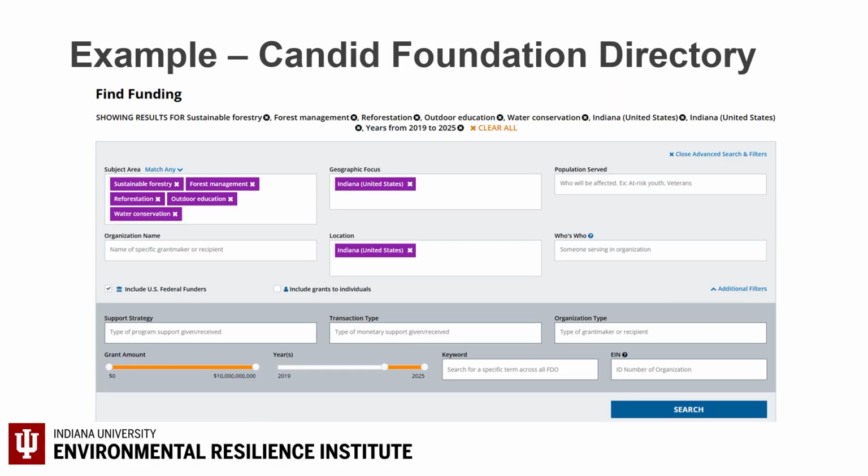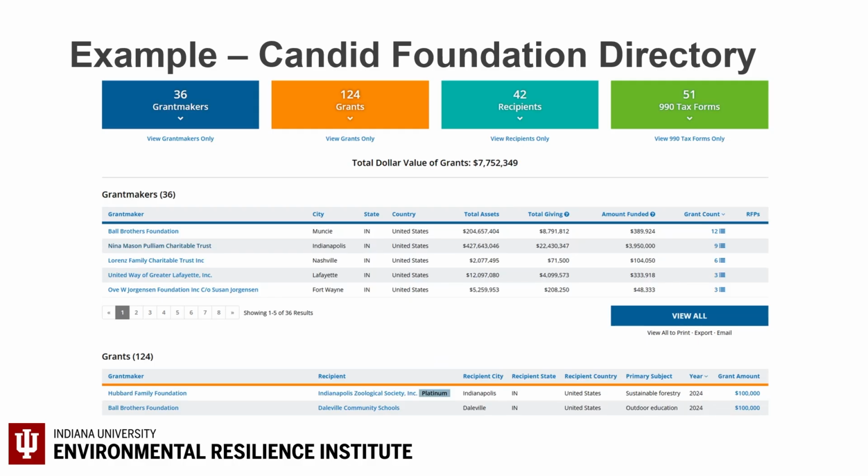And then this is what Candid, Foundation Directory, and some other similar grant databases can look like. You can put in your subject areas, geographic focus. You can be as detailed or as broad as you like. I actually recommend starting off broad and seeing how many things are out there. So for this one, we just typed in some forestry terms, water conservation, outdoor education, and then it resulted in 36 grant makers, 124 grants, 42 example recipients from the past that you can refer to and see if your project might also be aligned or competitive with their work, and a whole lot of wonderful resources here. So I encourage you all to check that one out.